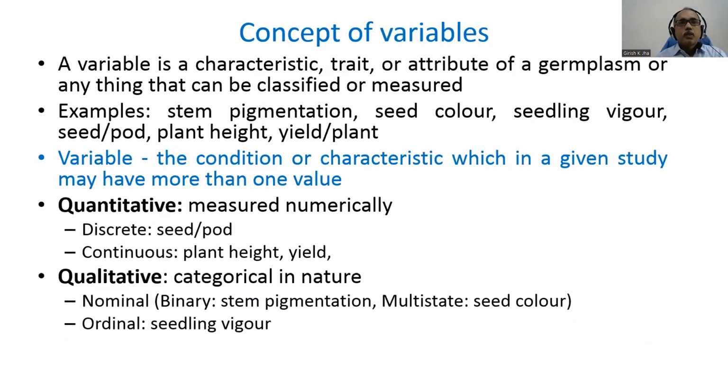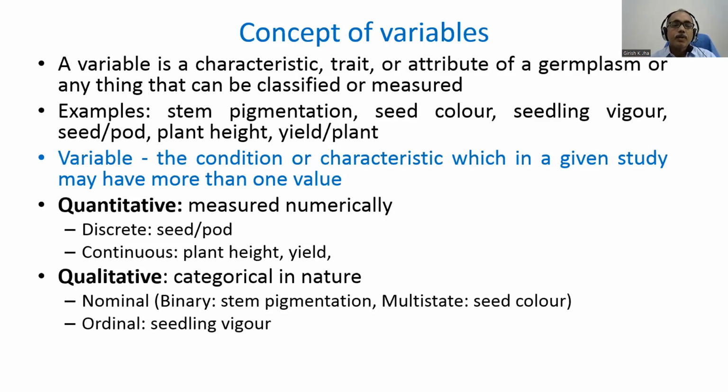Now, these are the two tools or techniques we have to deal with the collection of data. Now, a simple glance: you always talk of variables. So what is a variable? A variable is any characteristic, any trait, any attribute of a germplasm or anything. Stem pigmentation is an example. Seed color, seedling vigor, seeds per pod, plant height, yield per plant.